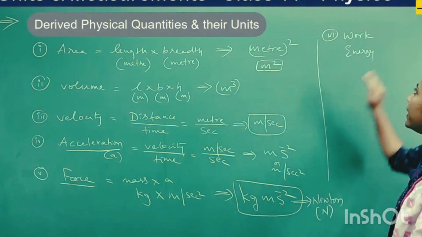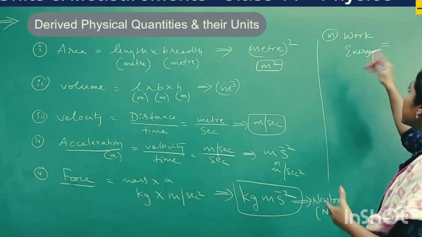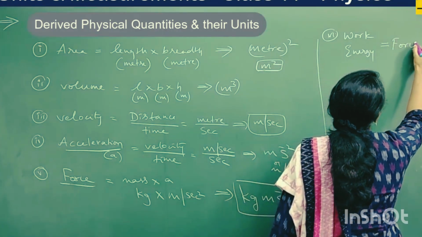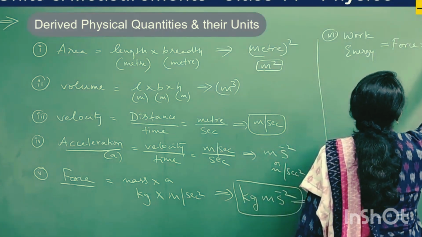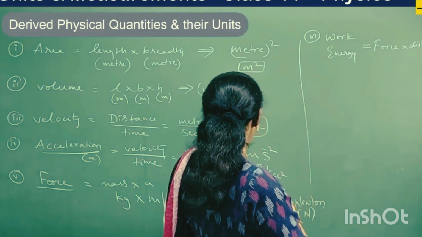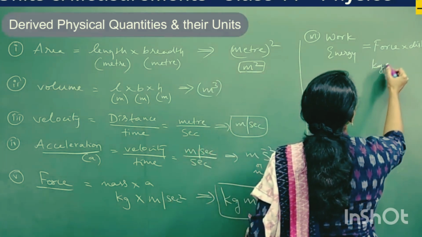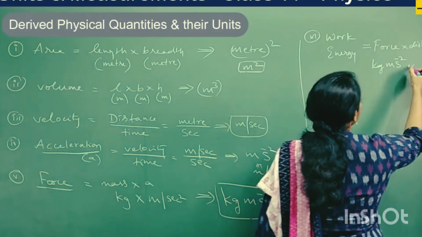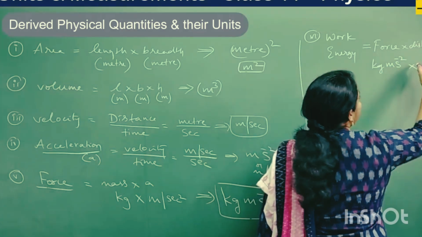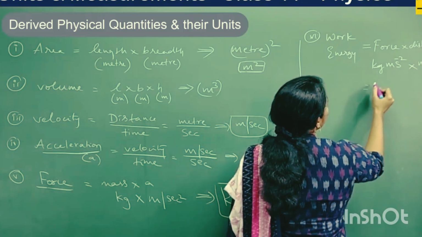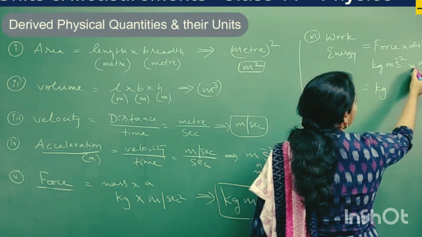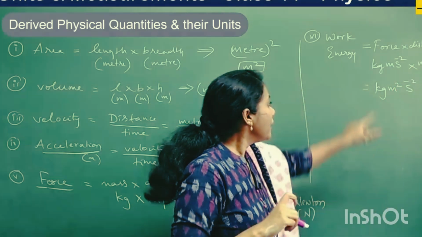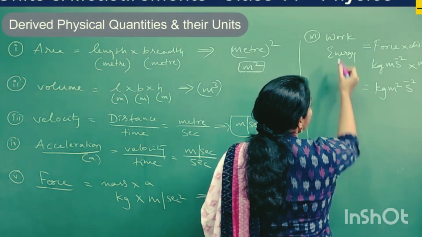Okay, so now let us go for work and energy. What do we actually mean by work and energy? It's nothing but force into distance. We know the force unit. What is the unit for force? Kg meter per second square, into distance. Distance is again a length, which you measure in meter. So what do you get? Kg, meter into meter, meter square, and per second square. So this is the unit for energy or work.